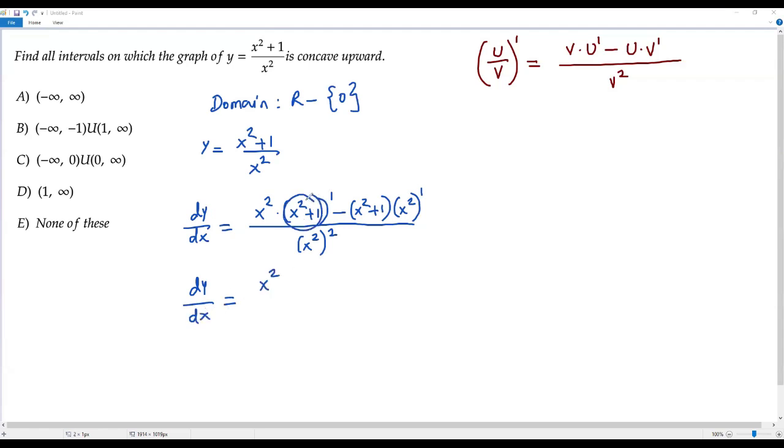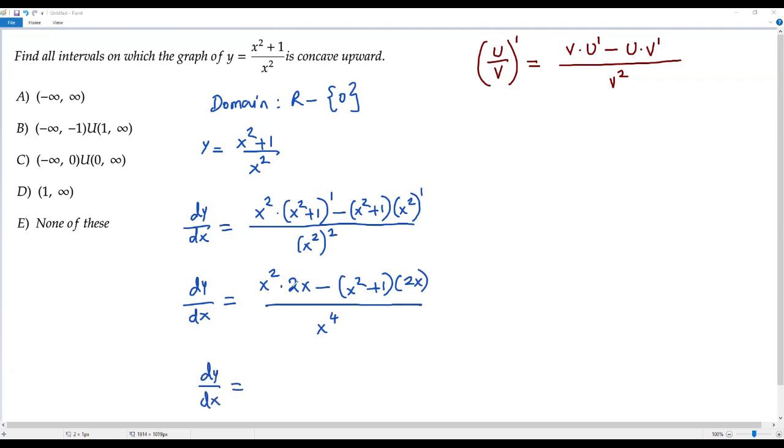Now let's get the derivative of this x square plus 1 with respect to x. Actually this plus 1 is a constant. When I find the derivative of a constant, it becomes 0. So the derivative of x square with respect to x is just 2x. Negative, we keep this x square plus 1 as it is. When I find the derivative of this x square with respect to x, it becomes 2x, all over x to the fourth power. Okay, now let's do some more simplification.